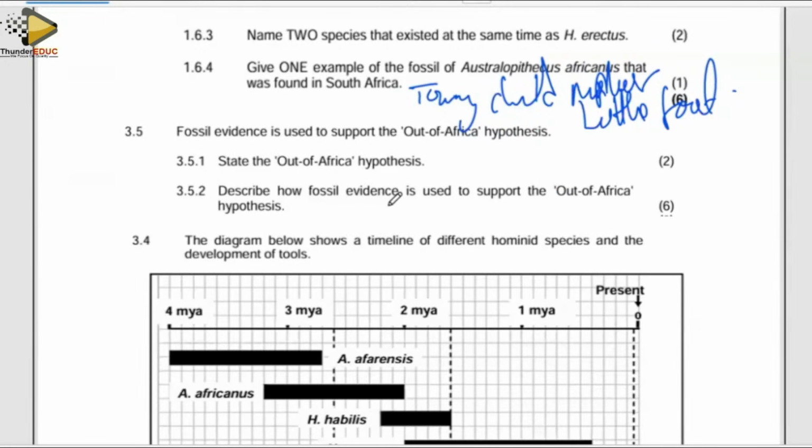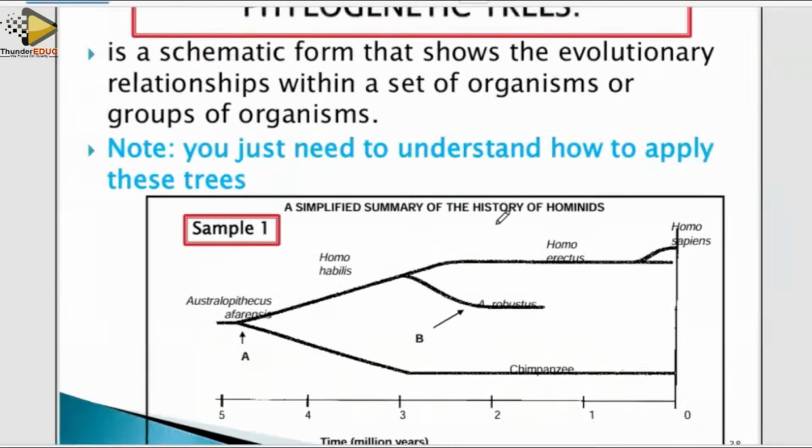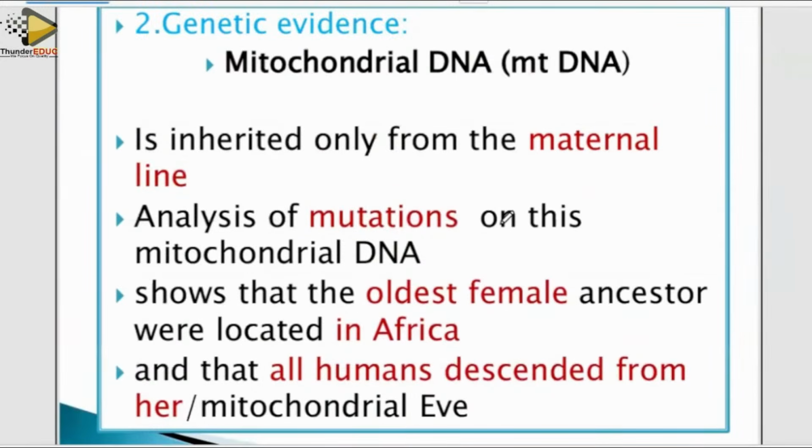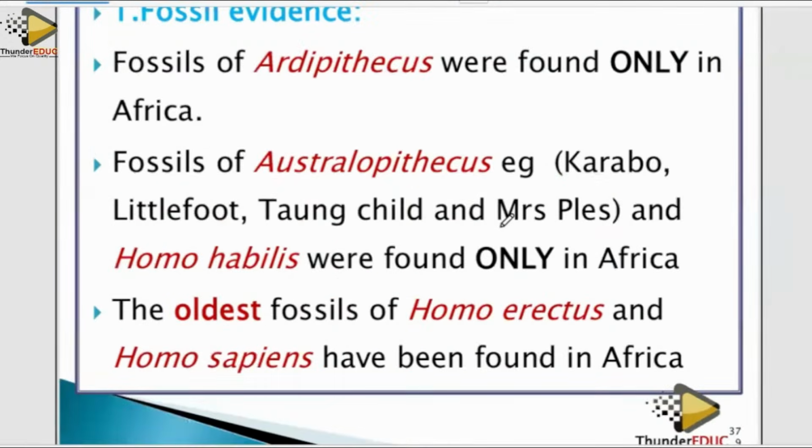Describe how fossil evidence is used to explain it. Guys, whenever I told you that when it comes to fossil evidence, you tell us the oldest fossil, which one is the oldest fossil, and then you tell us that fossil evidence, Ardipithecus were found only in Africa. The word only must be there.